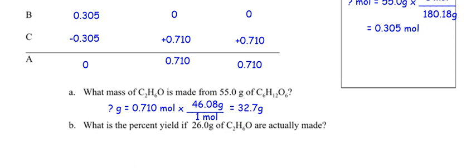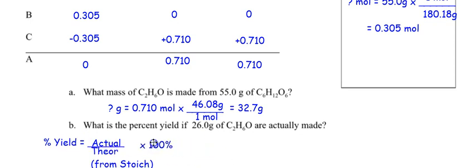So then what's the percent yield? Hey, the formula was up on top there, right? Here is my formula again, which is your actual that you really got. And here's your theoretical I get from stoichiometry, right? And then you have to multiply it by 100%. So what did I actually get? What is the percent yield if 26.0 grams of ethanol are actually made? That's my actual.